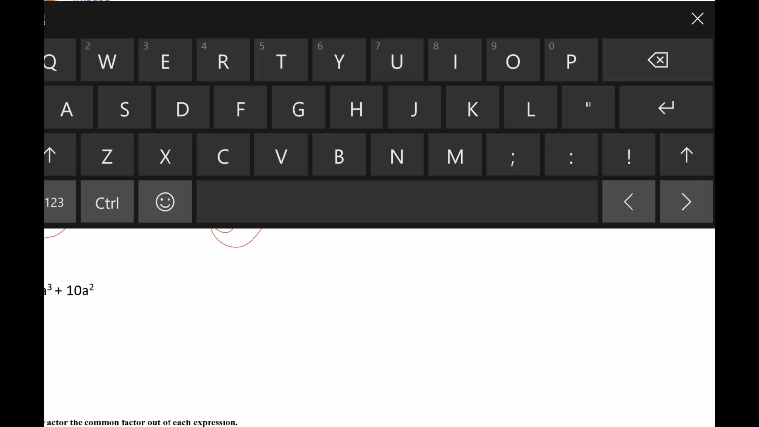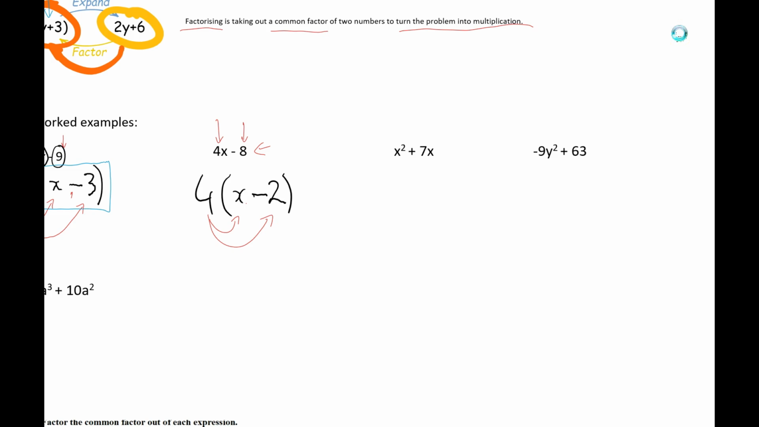x squared plus 7x. We've got two terms here, and this one's slightly different because both the terms have got an x in it. Now that's what we're looking for. We're looking for factors that are in both terms. So for this one, we can take out an x because x shows up in both terms. Is there a number that shows up in both? No. The first term doesn't have a number at the front, or what we call a coefficient, so I can't take out a number at the front, but I can see that they both have x's, so I'm going to take out an x out the front.